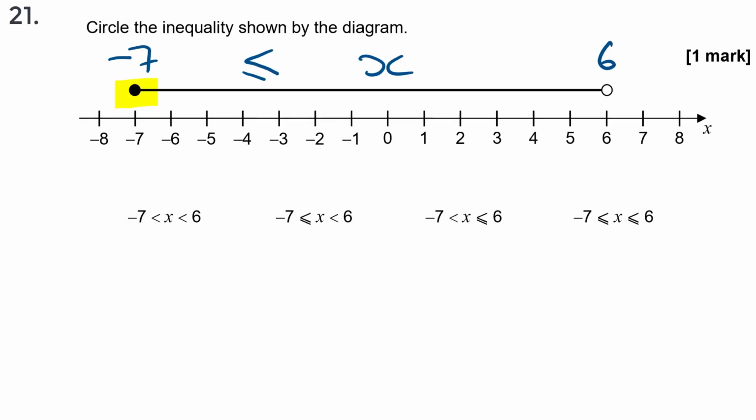At the other end of the scale we have an open circle. That indicates that the number 6 is not included in the range. So we need to include a symbol like that. So x is strictly less than 6. So our answer is going to be this one.